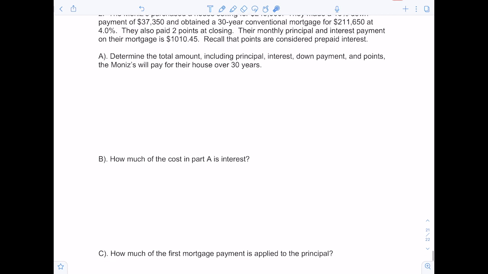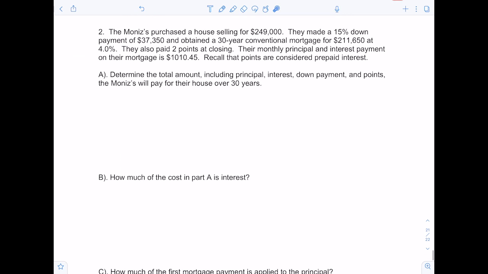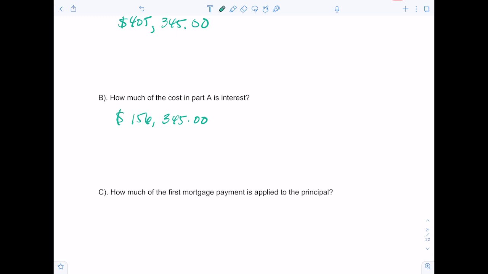And number 2 is also another problem for you all to try, so you can work that out. I will give you the answers for each of them so you can check. So letter A, you should get $405,345. Letter B is going to be $156,345. Letter C comes out to be $304.95.